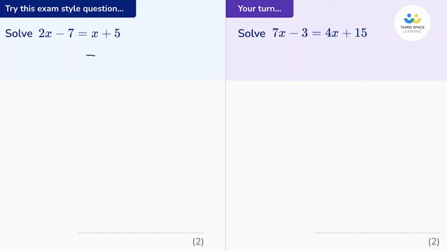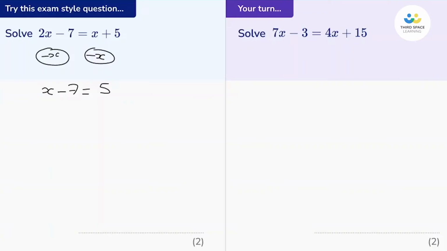Let's subtract 1x from the right-hand side and also from the left-hand side. So the left-hand side now becomes x take away 7, because 2x take away x is 1x. Equal sign is lined up. X take away x is 0, so we're just left with 5 on the right-hand side.